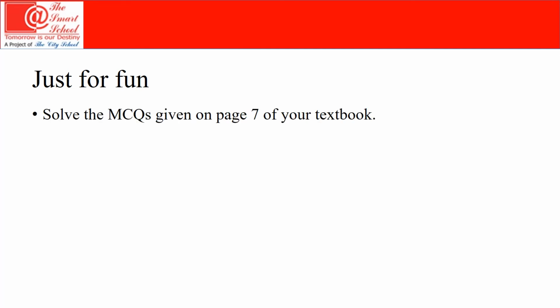Just for fun, solve the MCQs given on page 7 of your textbook. Share your answers with your teacher.